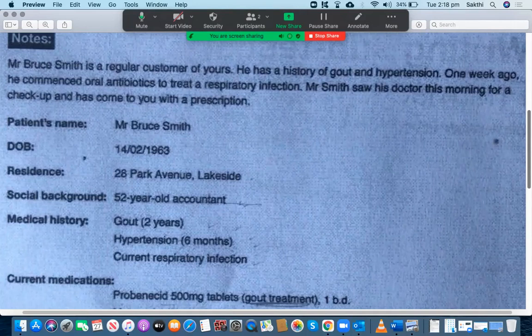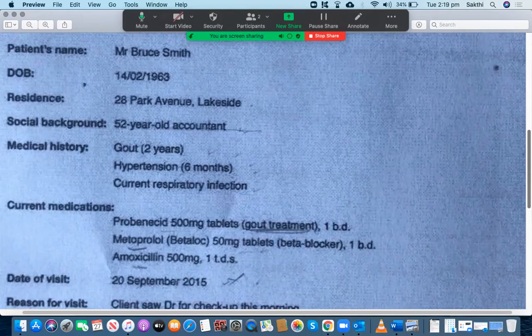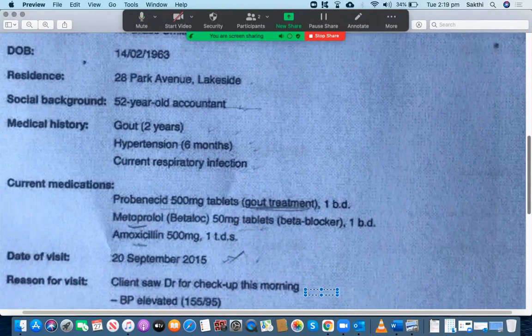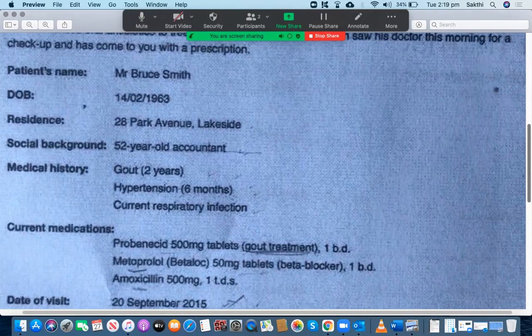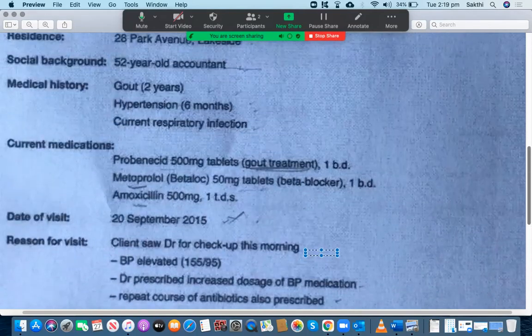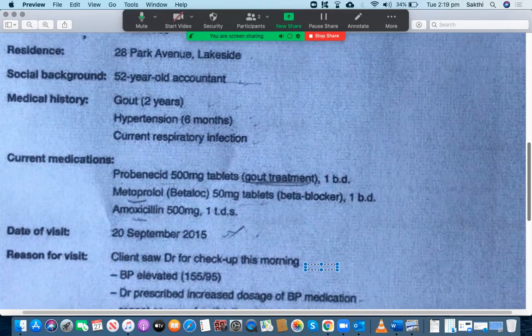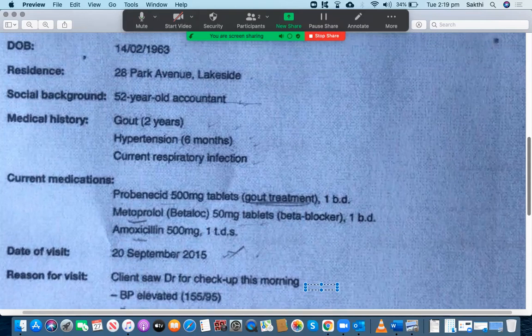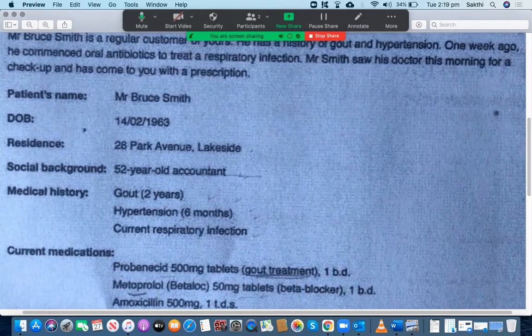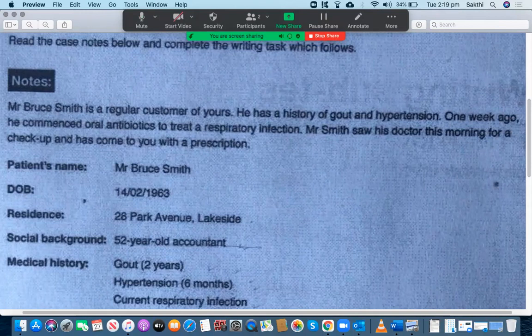But I think the doctor should know the social history of this patient, isn't it? Did you include the social history? 52-year-old. I think you didn't include that. Okay, that's good. Gout, 2 years and current risk. But he should know all these things. Gout and hypertension. I don't know why you have included this one, because the doctor should know this. Do you know what I mean?